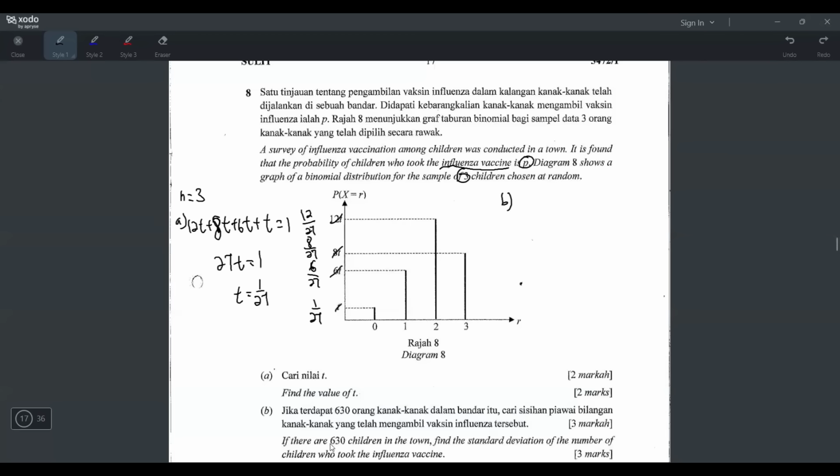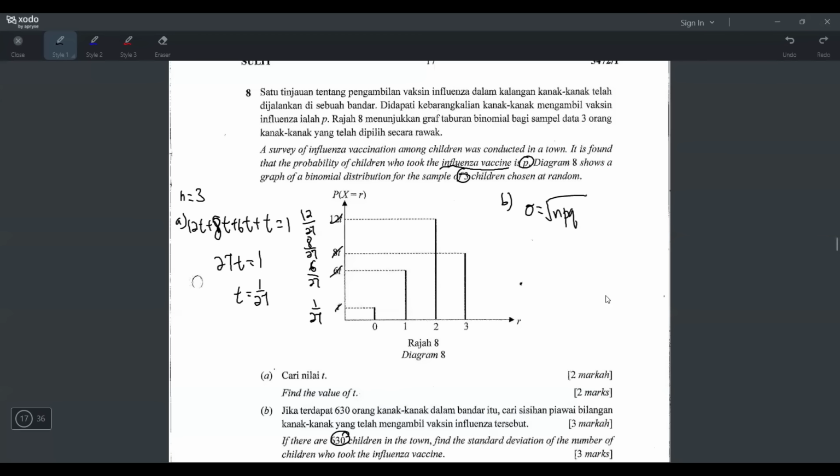B says, if there are 630 children in the town, find the standard deviation of the number of children who took the influenza vaccine. In binomial distribution, you learn the standard deviation formula, which is the square root of npq. But you need to have your n, your p, and your q. So the n for B will be 630. But the p and q I don't have.